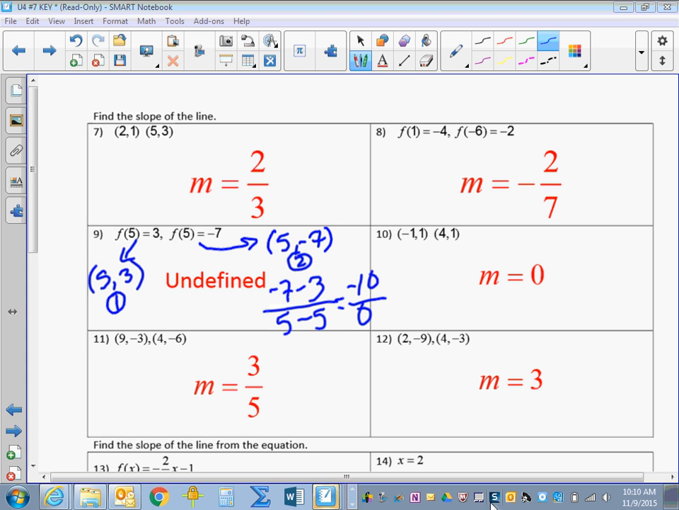Yes, ma'am. 7 and 8. Why is the denominator down? Because the y is subtracted on top and the x is subtracted on the bottom. If they're having trouble remembering whether x minus x or y minus y comes on top, remember it's rise over run. You rise on your y axis; your y is up and down. Okay, so let's take a look at 7 and 8, you said?